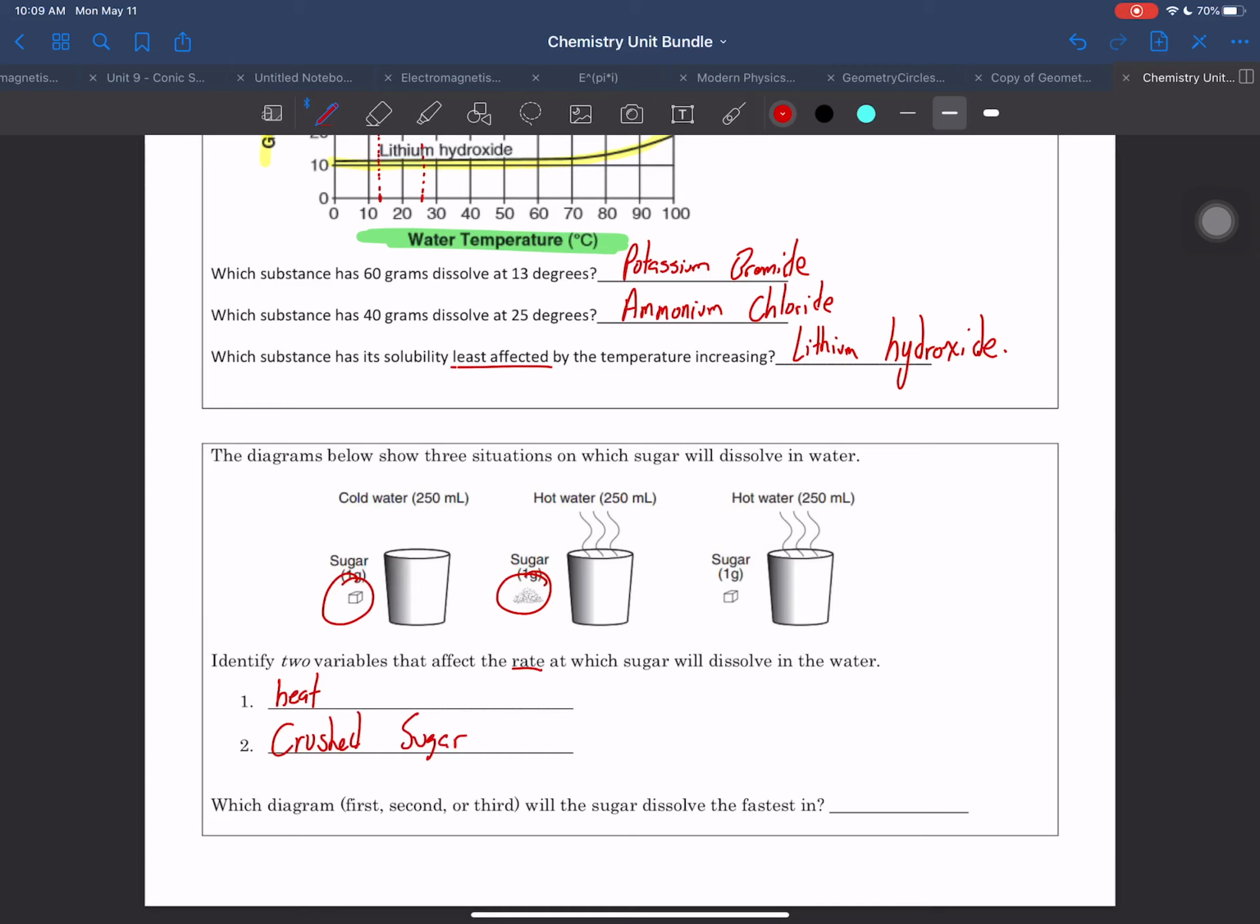Another thing that you could do to increase the rate is you could stir it. You could stir the water to speed it up. Which is why when most people put sugar in tea or coffee, they'll often take something to stir it up because it would dissolve faster. Which diagram, first, second, or third, would the water dissolve the fastest in? It's going to dissolve fastest with crushed sugar and in hot. So I'm saying diagram number 2 is the best candidate for this sugar to dissolve the quickest. So second diagram.